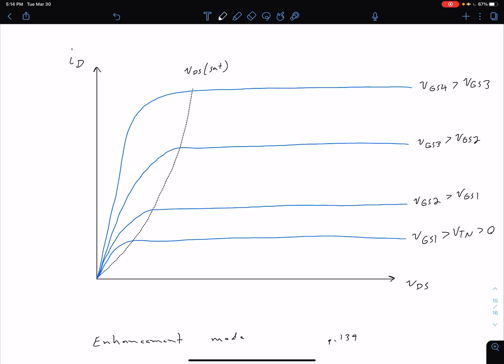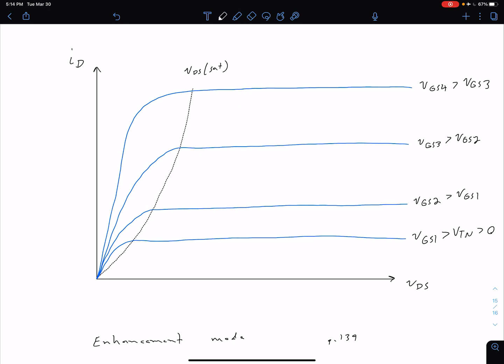Keep in mind though that we're looking at discrete instances. Of course there is a continuum of these curves because our gate value is a continuous value. So we could have any gate value that would give us a curve in between VGS4 and VGS3, for instance.